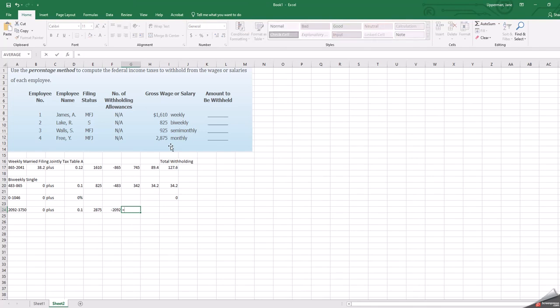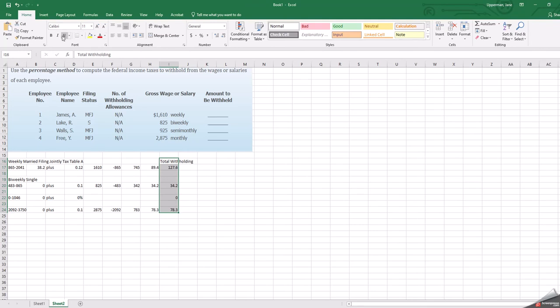So then I will sum those or net those. So he's $783 over that threshold. So I'm going to take that amount that he's over, multiply it by that 10%. So it's $78.30. And then I'm going to add that to my 0. So that will be his total tax withholdings. So then that's how we compute that.